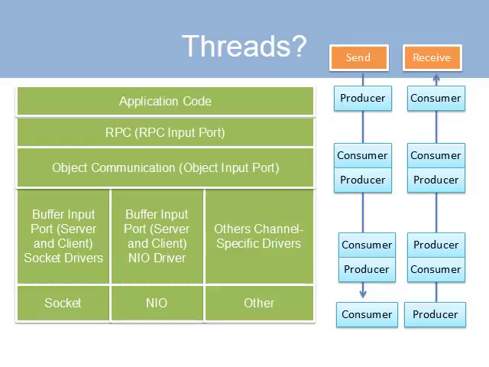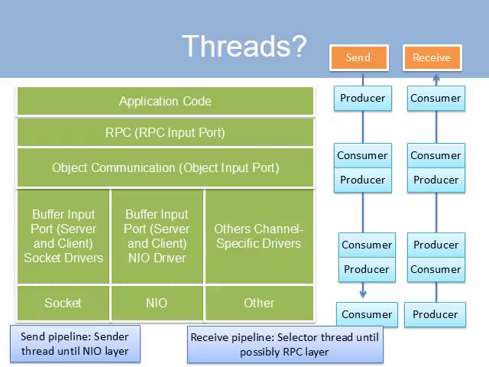But there's another alternative that's also provided in Gypsy that allows the RPC calls to be made by a separate thread. System provided thread, but a separate thread. And we'll see how to change between those two. That will give you an idea of how customization is done. Okay? So send pipeline, sender thread until NIO layer. That's what happens in Gypsy. Okay? And receive pipeline, selector thread until possibly the RPC layer. Okay? And there we have two alternatives. And Gypsy is extendable that you can change. You can create a separate thread for each call if you want to. Okay? So that's also a possibility.